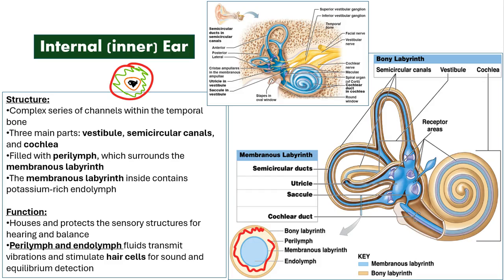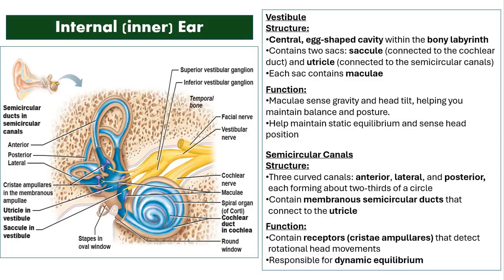It's like all these things are going to be working together to help with hearing and balance, and we'll talk about that next, but we need to make sure that they're being protected. That's the whole function of the structure of it itself. Also, the perilymph and endolymph is going to be able to transmit those vibrations and stimulate hair cells for sound and equilibrium detection. So it all kind of works together. All right, let's get into the details.